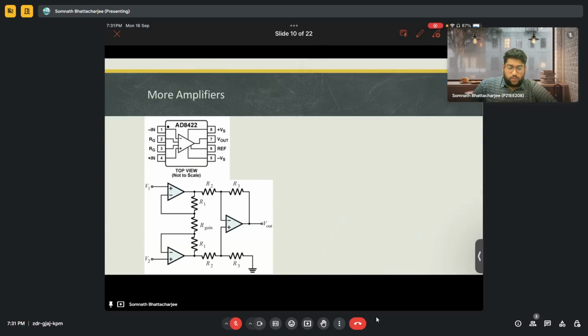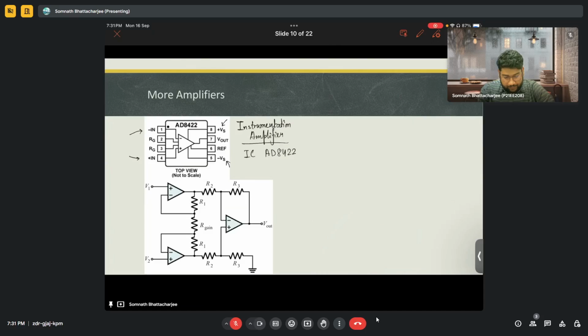So after this kind of amplifier, one of the most important amplifiers is the instrumentation amplifier. So what's an instrumentation amplifier? The AD8422 is an instrumentation amplifier where we can see it has two supply signals, this is plus Vs and minus Vs.